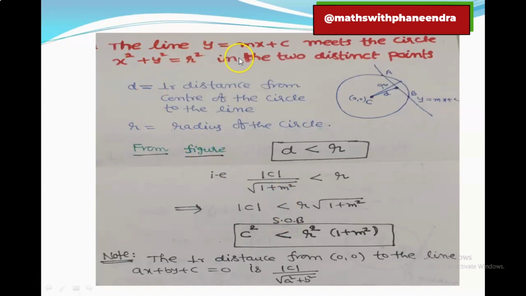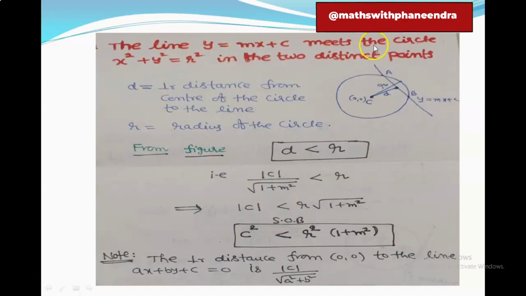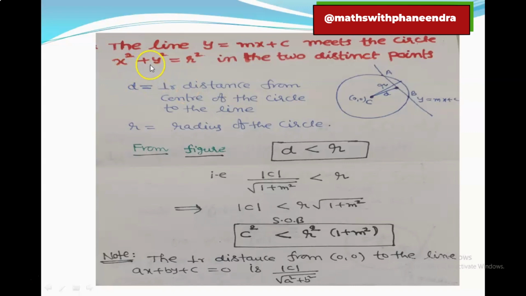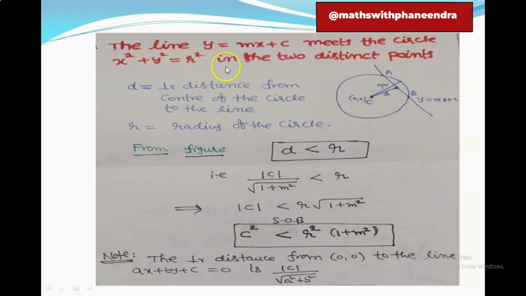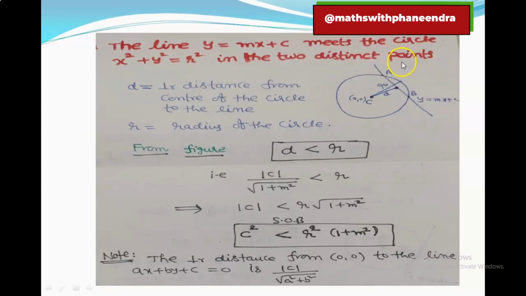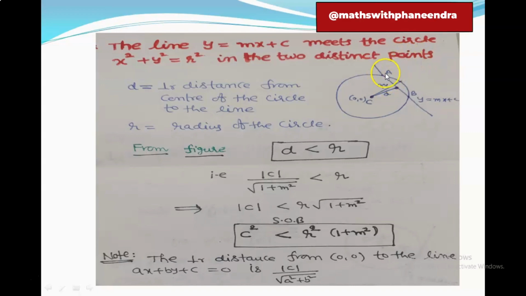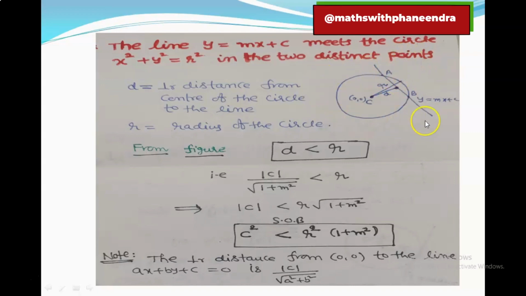The line y = mx + c meets the circle x² + y² = r² in two distinct points. Observe in the diagram here, this is the circle equation. This is the center (0, 0), and this line y = mx + c meets the circle in two points A and B respectively.